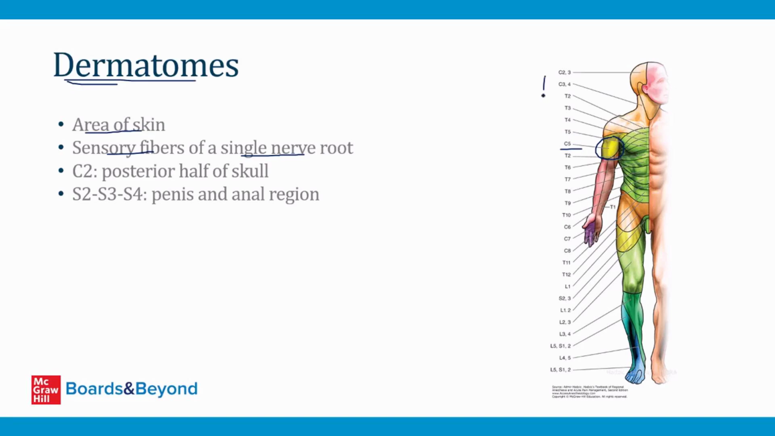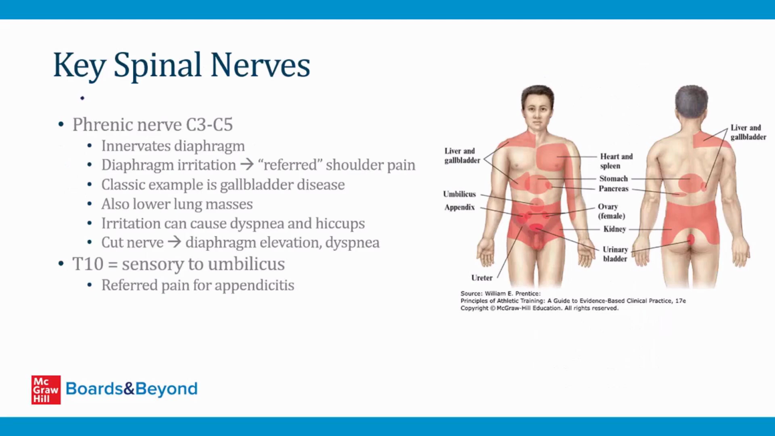And so you can see in this image on the slide here, we have all these different dermatomes, these skin regions of our body, which have sensory innervation from a particular nerve root. So for example, C2 provides sensory information to the skin at the posterior half of the skull. That's the region for its dermatome. S2, S3, and S4 provide sensory information to the penis and anal region. And then all these other spinal nerve roots in the middle provide sensory information to other dermatomes as shown in the picture.